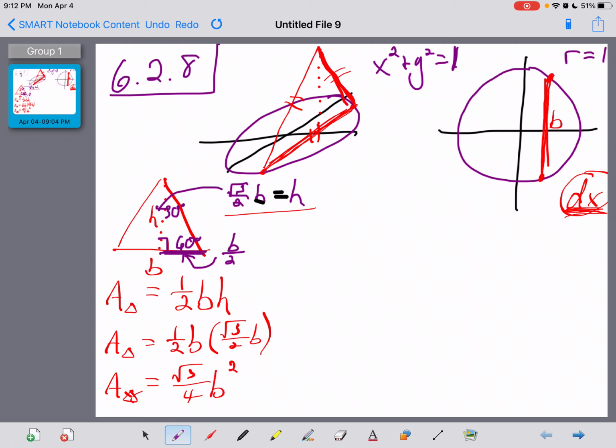And the problem here is that's not solved for y. So to get y by itself, we're going to subtract the x squared and get y squared is equal to 1 minus x squared, and then take the square root of that and get y is equal to plus or minus the square root of 1 minus x squared. And we need to remember that the positive square root of 1 minus x squared is what gives you the top curve here, and the negative square root is what gives you the bottom curve.